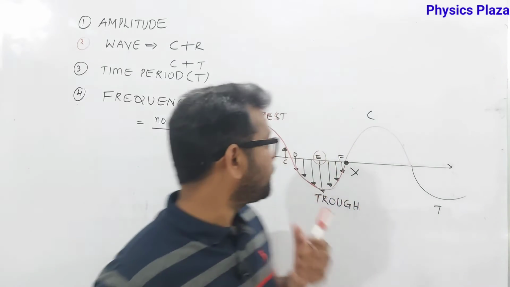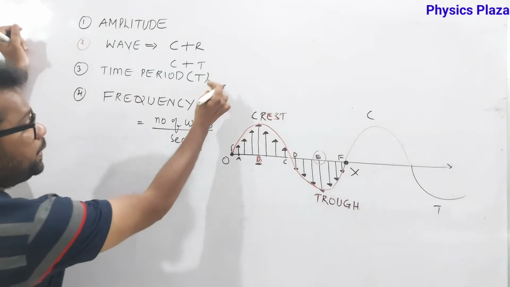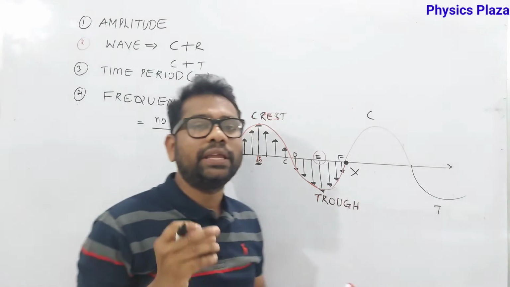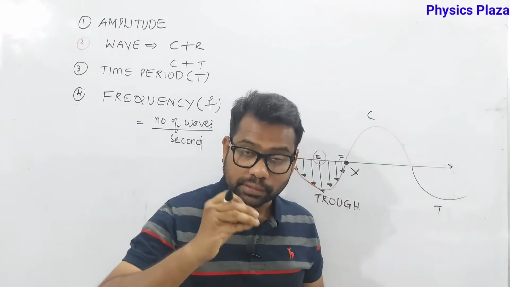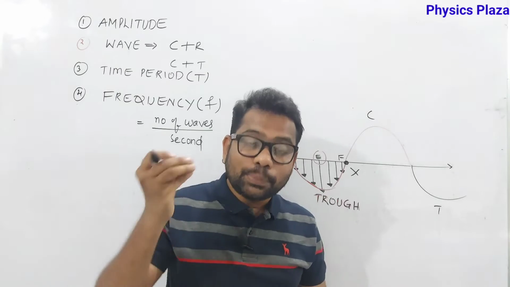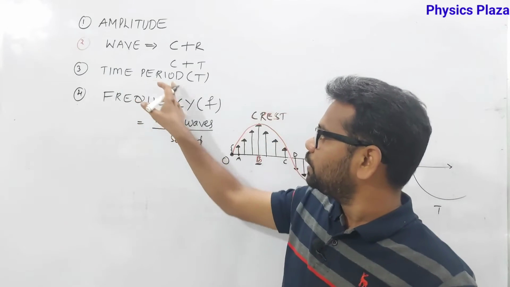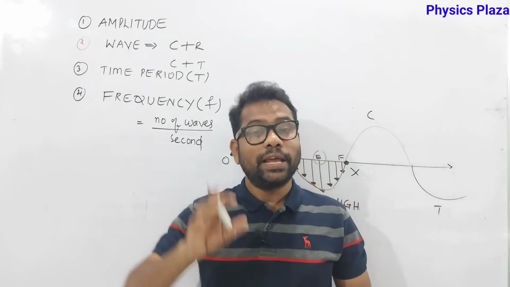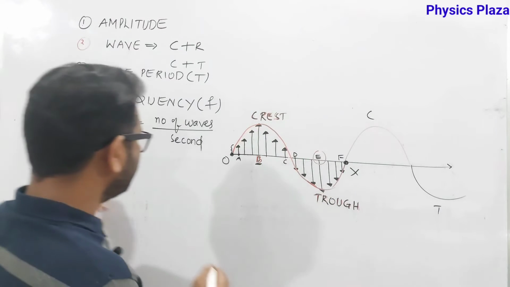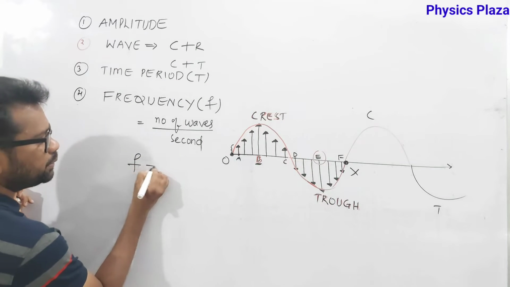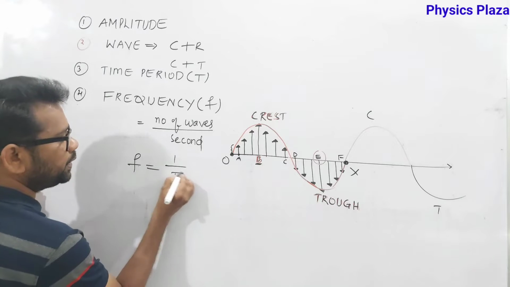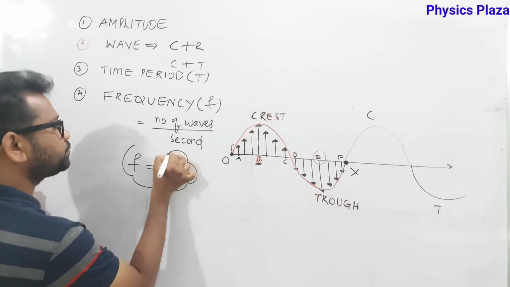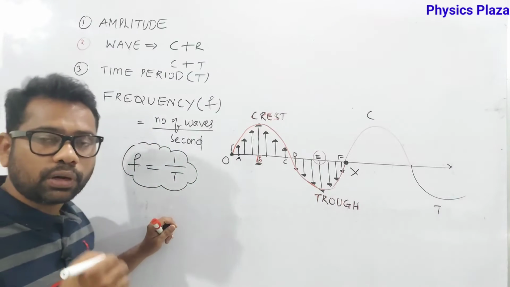Am I clear? Fine. And children, how are time period and frequency related? It's very, very important. Even in exercise questions, we have some numericals. The numericals based on the relation between time period and frequency are very important from the examination point of view. So children, here frequency is nothing but the reciprocal of the time period. It's very, very, very important. Frequency is the reciprocal of the time period.